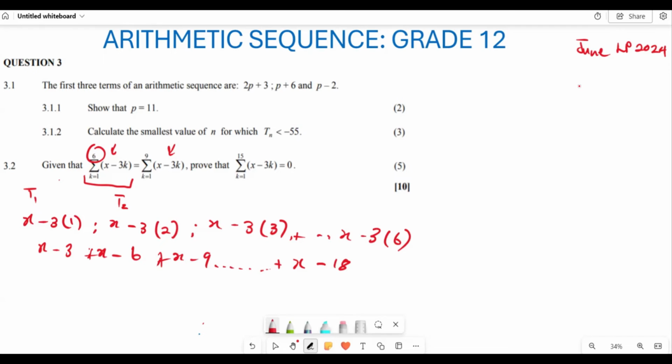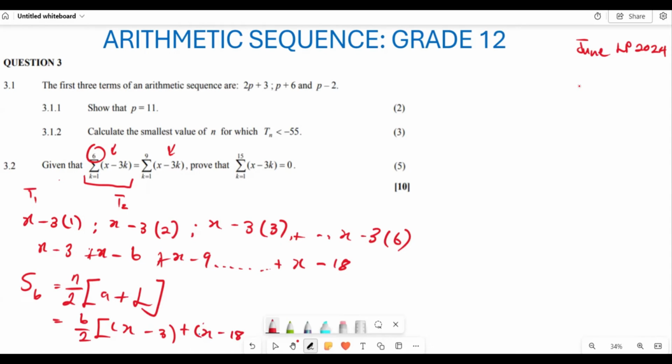Now that I have that, what is the second thing I can do? Now I can find out the sum of 6 terms, right? So I can say, what is your S6? I can look at my sum of 6 terms. Because I have the last term, I can use this formula, n over 2 into a plus L. Remember, the a represents the first term, the L represents the last term, which means where there is n, I'm saying 6 over 2 into the first term here, x subtract 3, plus the last term that is given, x subtract 18, right?